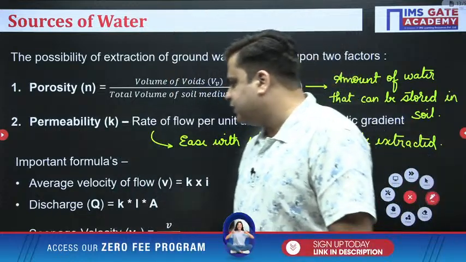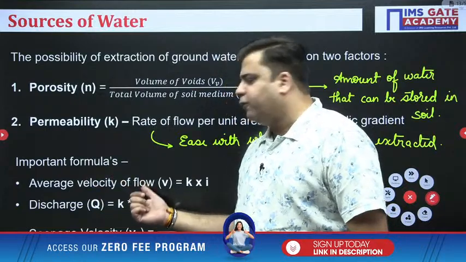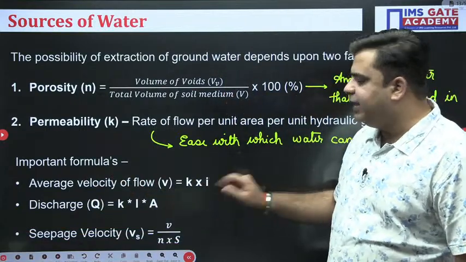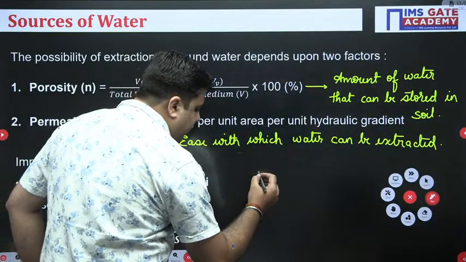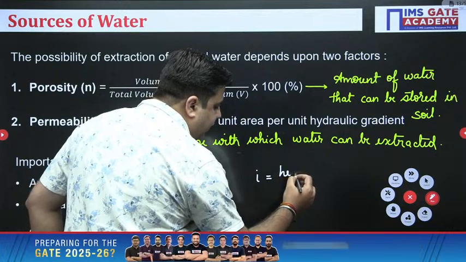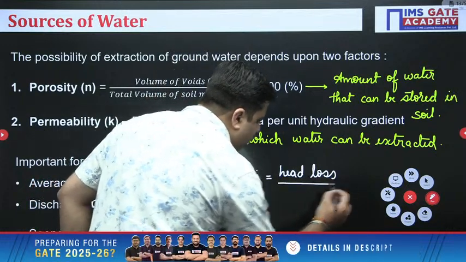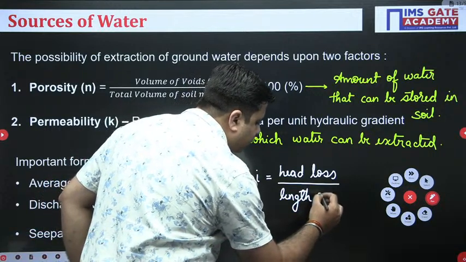Moving ahead, these are the important formulas. First one is the average velocity of flow. V equals K into I, where K is the permeability and I is the hydraulic gradient. Hydraulic gradient I is defined as head loss per unit length of flow.